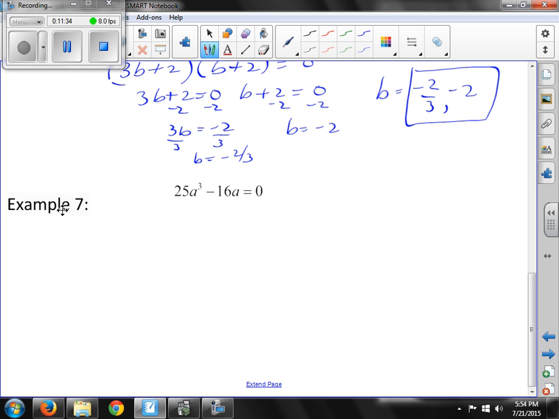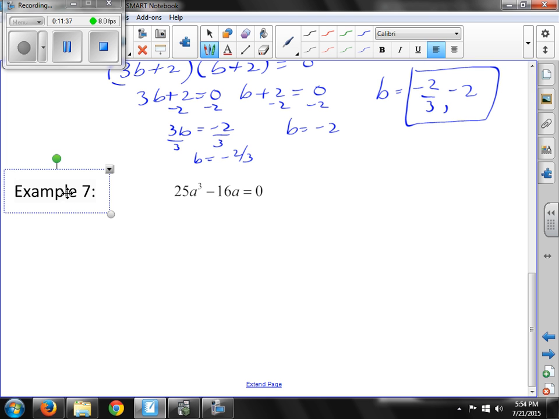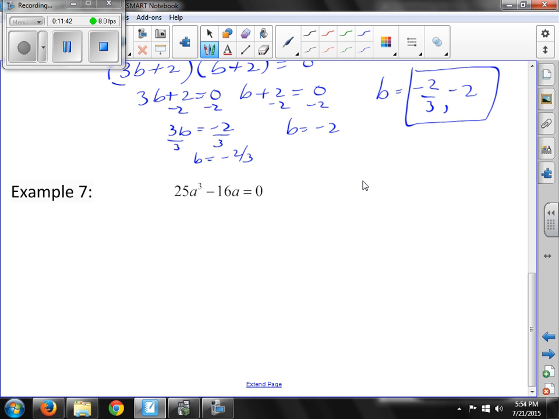Now, as soon as I see number 7, I notice something that looks really different. See, number 7 has cubed in it. Now, when the degree of the polynomial is 3, it has cubed in it, we can expect to get 3 solutions instead of 2. So I already have 0 on one side and everything else on the other side, but I notice that I have a common factor of a. And I'll be left with 25a squared minus 16 equal to 0. But the 25a squared minus 16 factors, it's a difference of two squares.